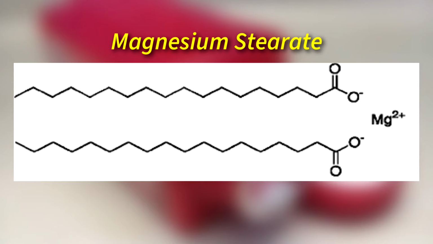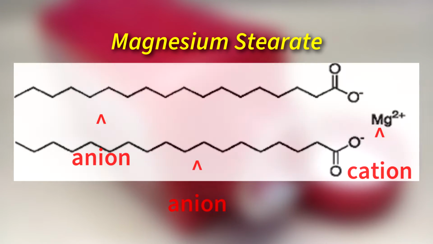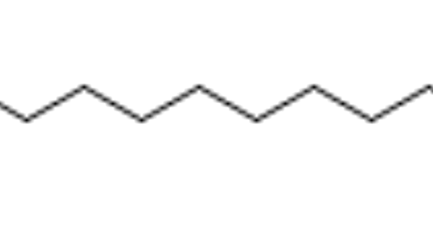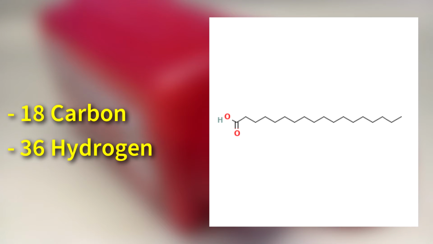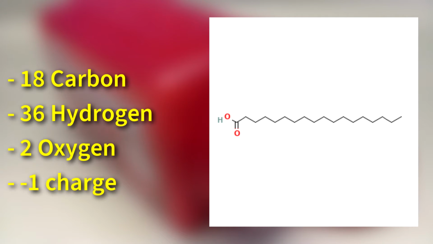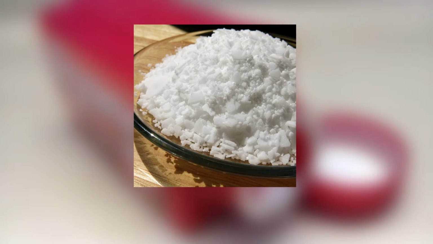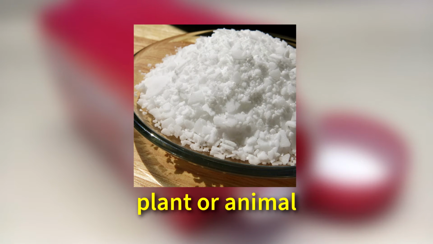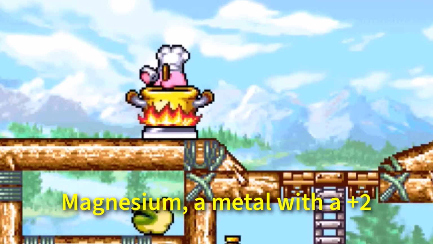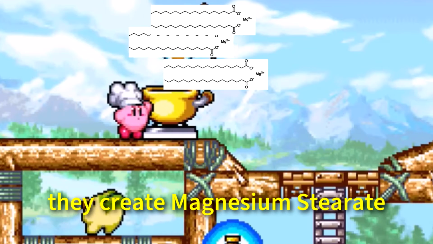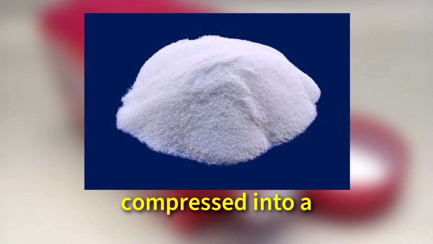This is an ionic compound with a cation of magnesium and 2 anions of stearate or stearic acid. Stearic acid is a long molecule made of 18 carbon atoms, 36 hydrogen atoms, and 2 oxygen atoms, and has a net charge of -1. On its own, stearic acid is a waxy solid. It's commonly derived from plant or animal fat. When 2 of these join with magnesium, a metal with a +2 charge, they create magnesium stearate. That waxy solid you just saw now turns into a salt that can be compressed into a pill.